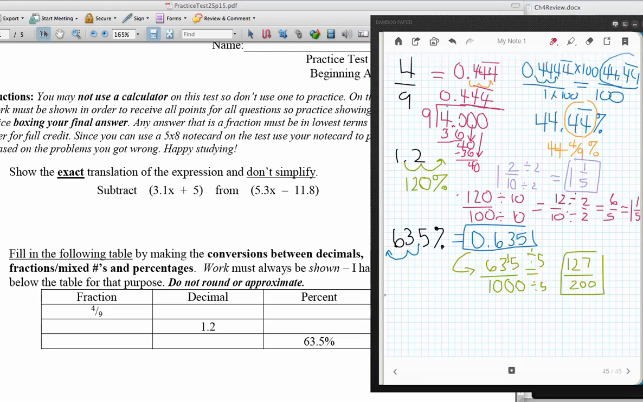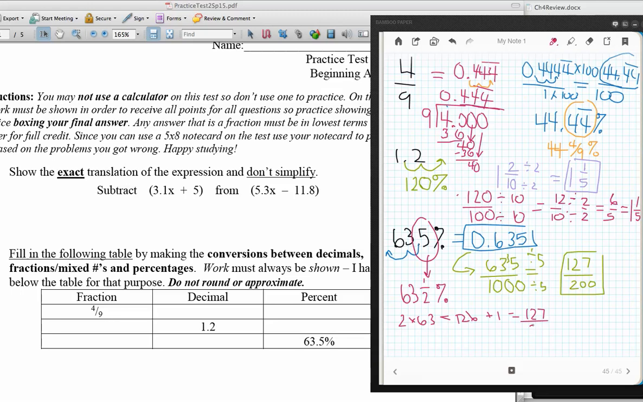Another way of looking at this problem is I could say that this is 63 and 1/2%, right? Because 0.5 here is representing half. Now I can change this to an improper fraction, so 63 times 2. That would be 3 times 2, which is 6. And then 2 times 6, which is 12. And then I want to add in that extra numerator 1. So I have 127, and then that's over 2.